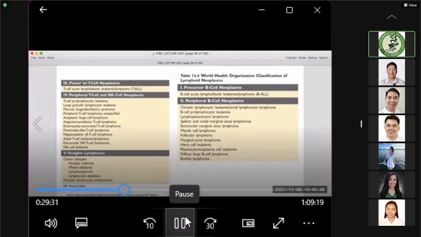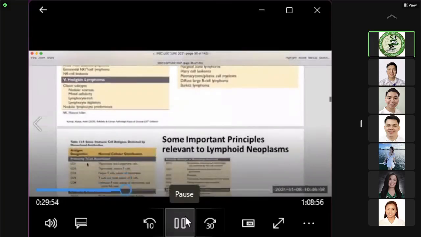Then we have the precursor T cell neoplasm, B-ALL, T-ALL. Then we have peripheral T cell and natural killer cell neoplasms. And listed here are the different types. And then we have the Hodgkin's lymphoma. We have several classic subtypes here, as we will see later as well.